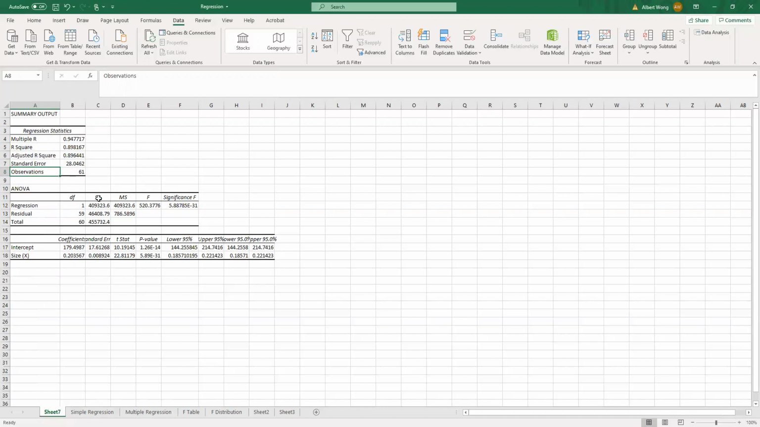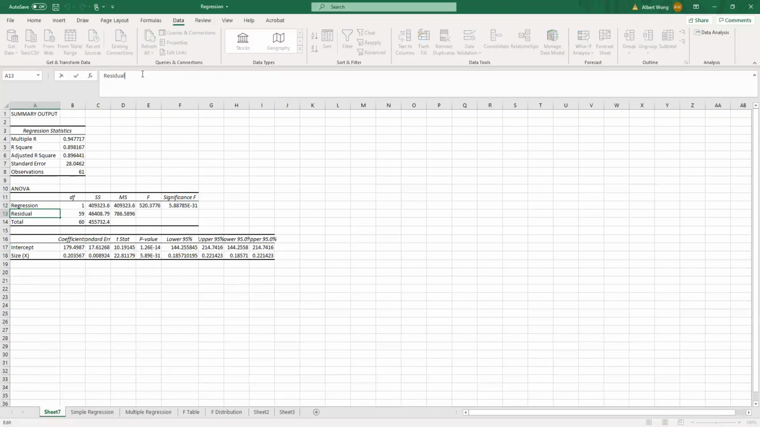So the next section of the output is the ANOVA table. Right? The ANOVA table has a very similar structure to the ANOVA table that we learned when we learned how to compare several population means at the same time. So let's go through them very quickly. So there are two sources of variation. One is called regression. So this is the variability of y due to regression. And then there's also variability due to residual.